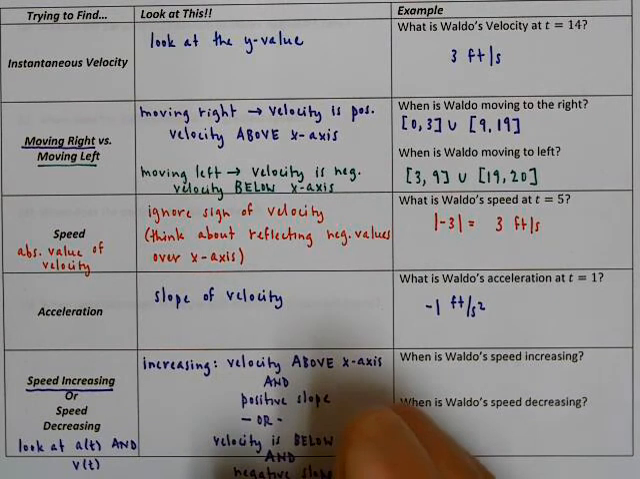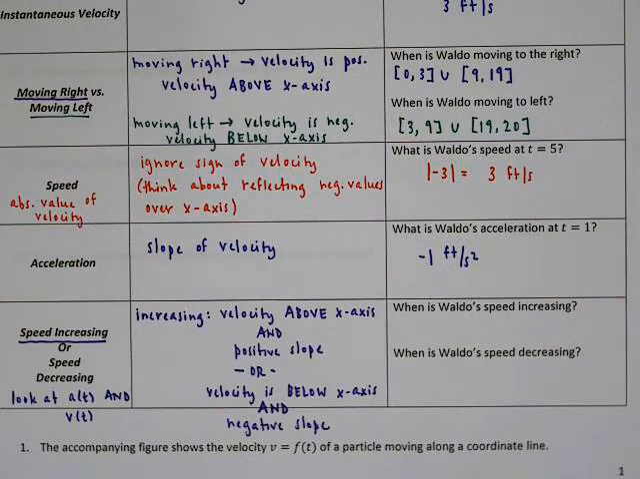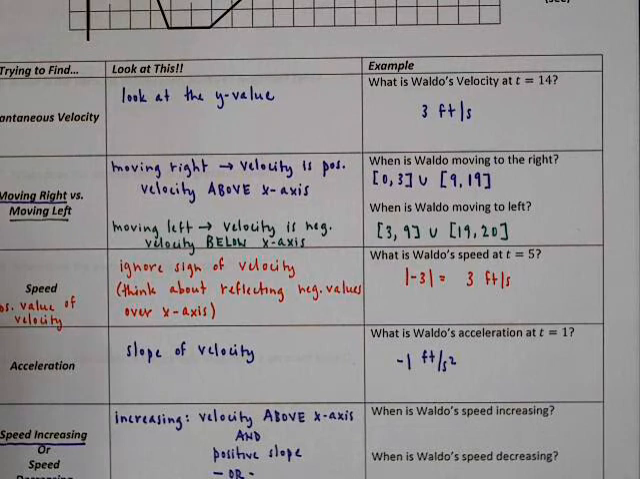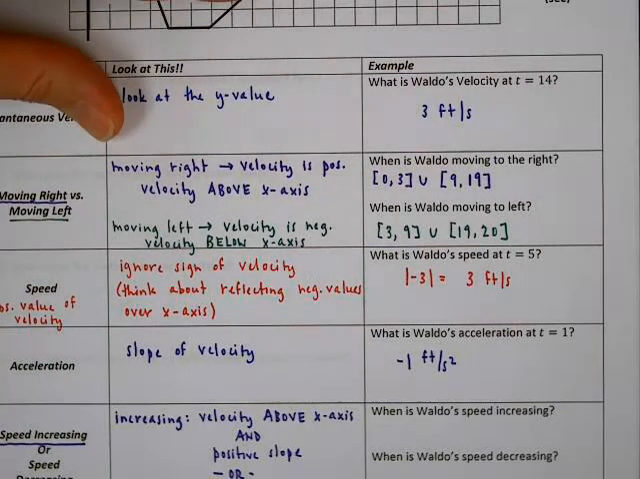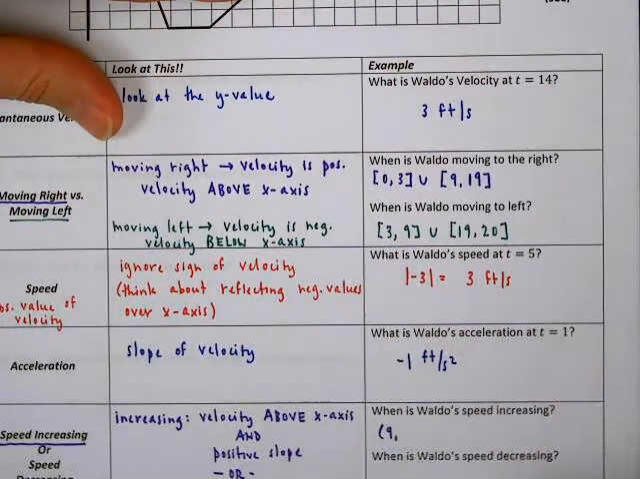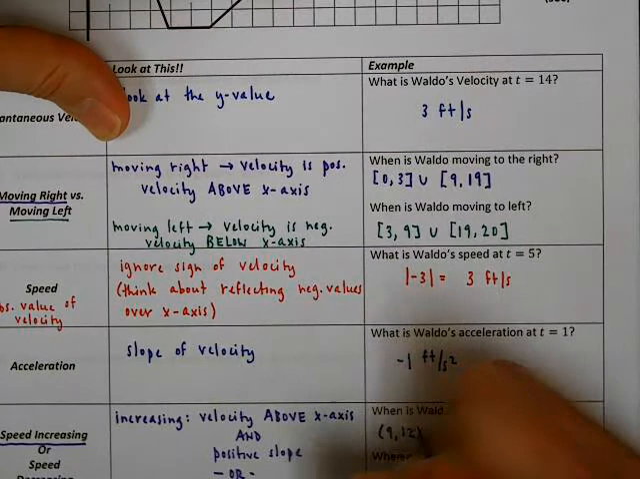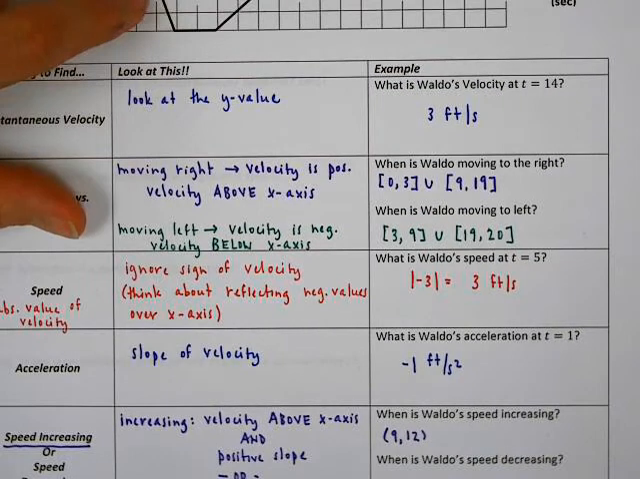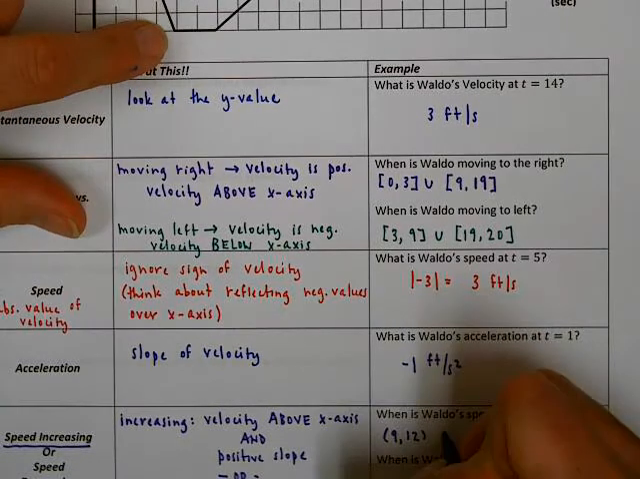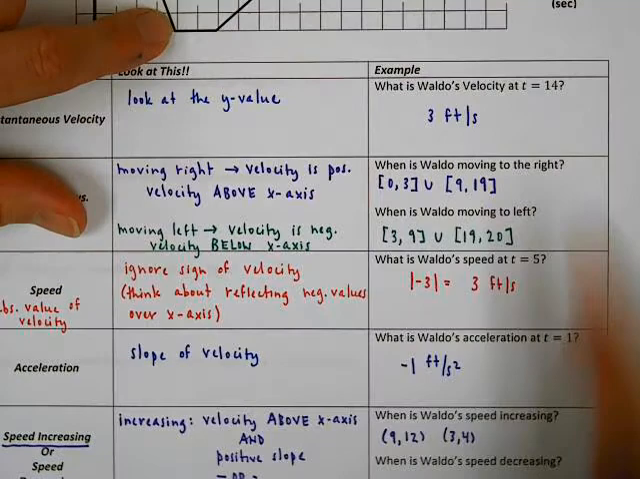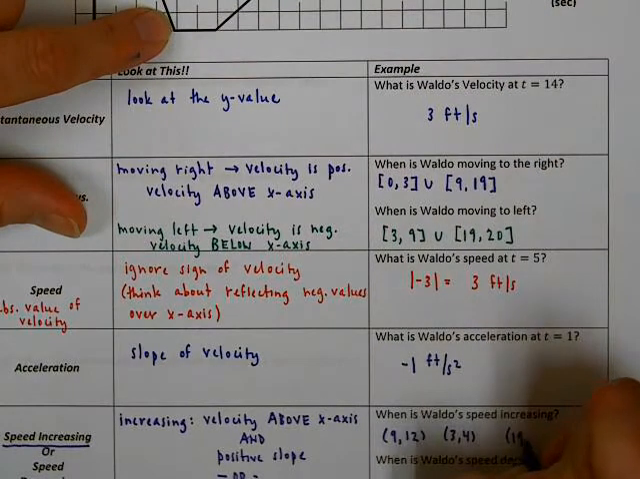Because remember, for speed to be increasing, acceleration and velocity have to have the same sign. So here they're both positive, velocity and acceleration. Here they're both negative. So for Waldo's speed increasing, where I'm above with a positive slope is going to be from 9 to 12. Or I could be below with a negative slope. So I actually have here from 3 to 4. My intervals are out of order, so sorry about that. 3 to 4, and then again from 19 to 20.